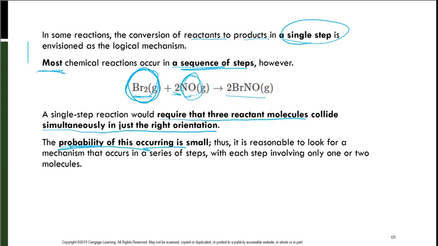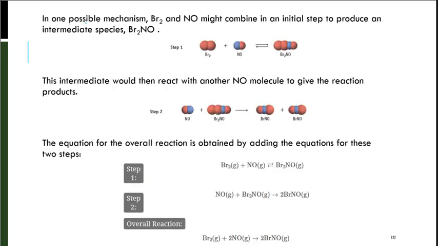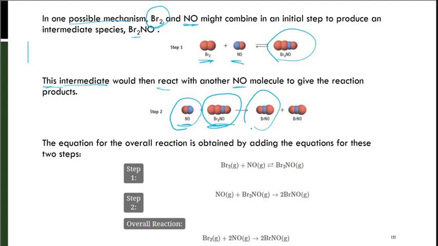The probability of this occurring is small, so it's reasonable to look for a mechanism that occurs in a series of steps, with each step involving only 1 or 2 molecules. Here's one possible mechanism. We take a Br2 molecule and an NO molecule. They might combine in an initial step to produce an intermediate species, a Br2NO. Then, this intermediate would then react with the second NO molecule. So we'd take our intermediate here, react with the second NO molecule to give us our 2 BrNOs.